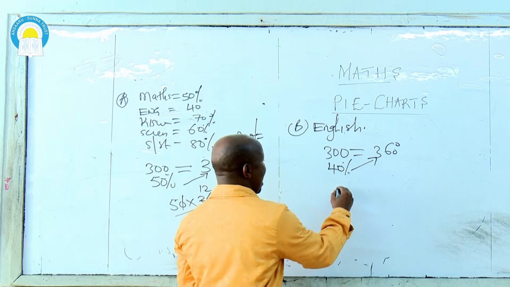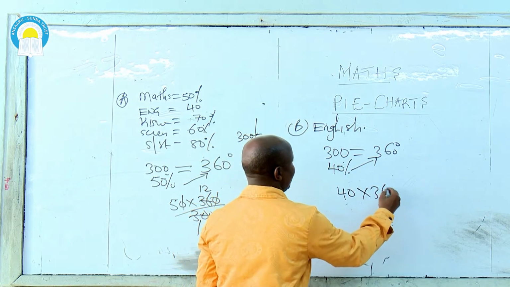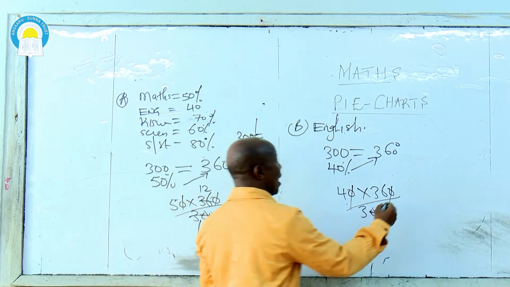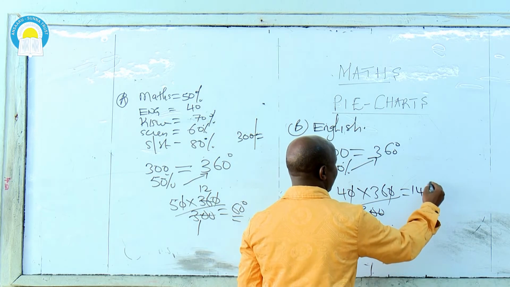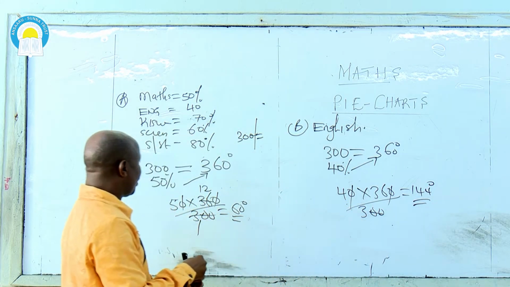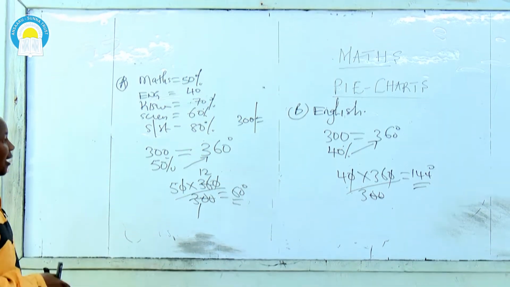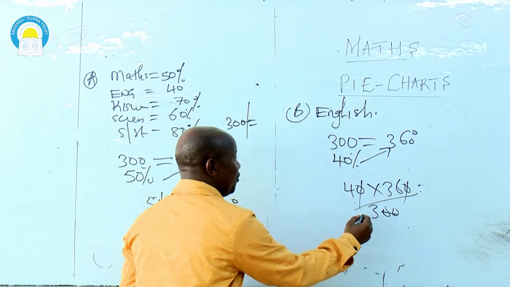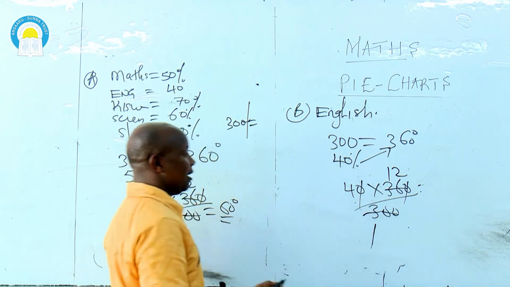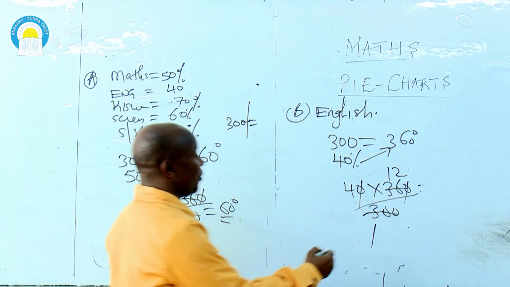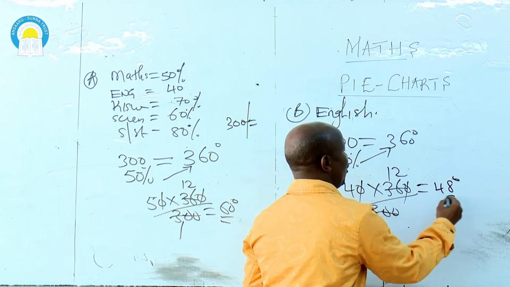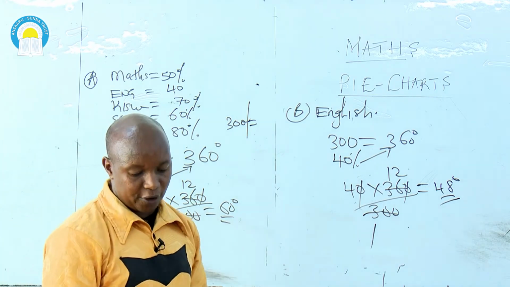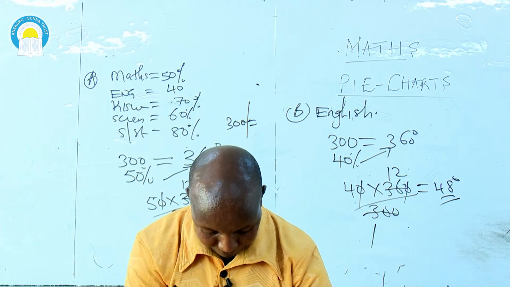So in my case here, I have 40 times 360 divided by 300. I have 36 times 4, which is 144 degrees. That will be the total number of degrees represented. There is an error here. I have to simplify 2, then by 3, 1, by 3 here will be 12. In my case here, 12 multiplied by 4 is 48 degrees. So the angle represented by English in a pie chart will be 48 degrees.